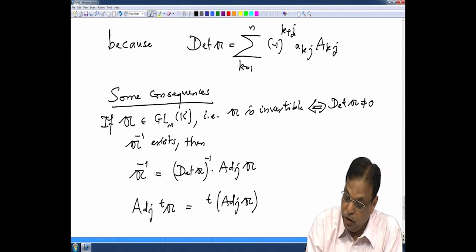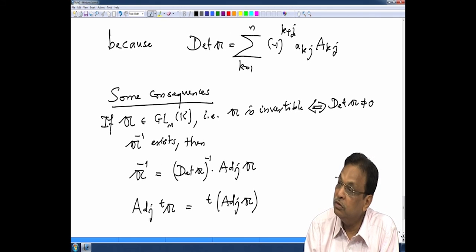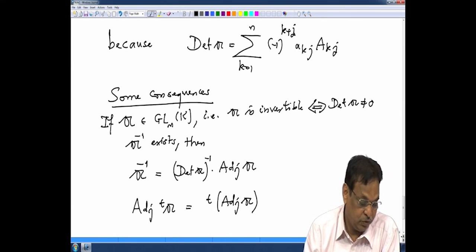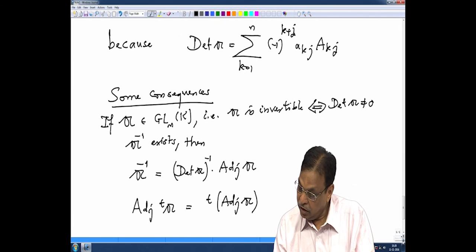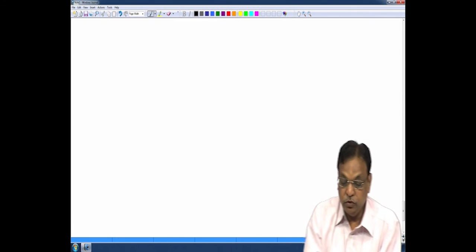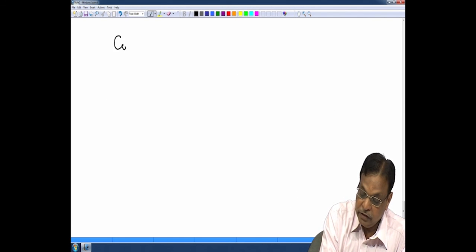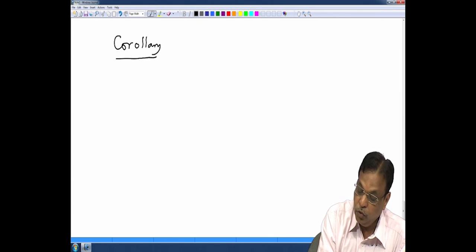Just from the first equality, if you replace A by A transpose, you will get this also. Now, another thing I want to deduce is, so let me write this as a corollary. This is usually known as Cramer's rule.